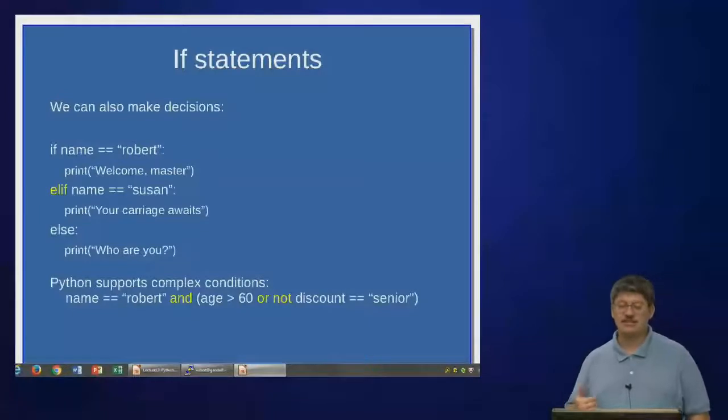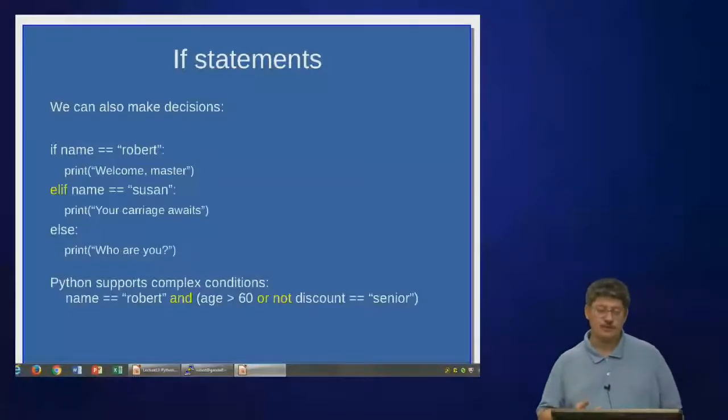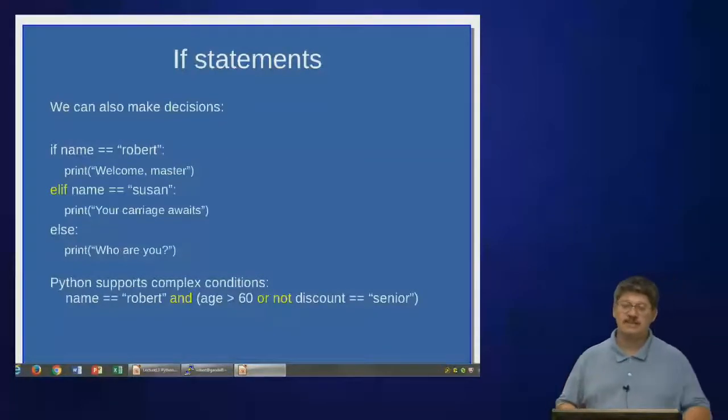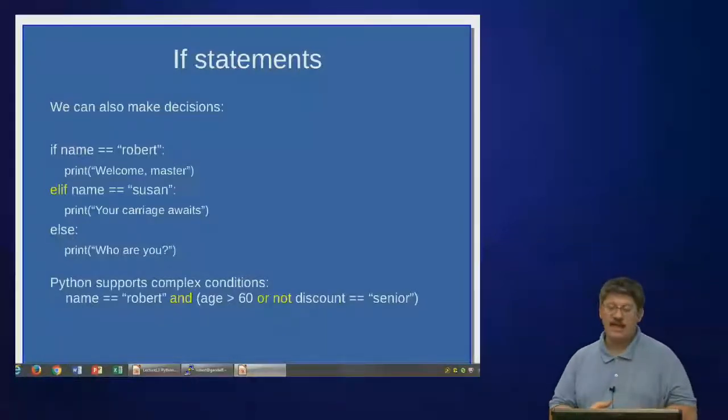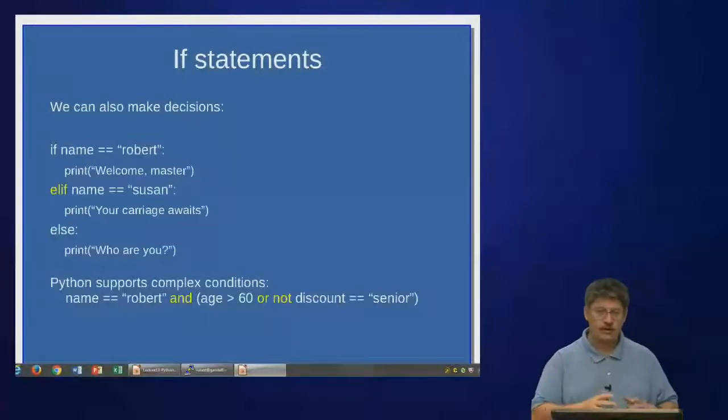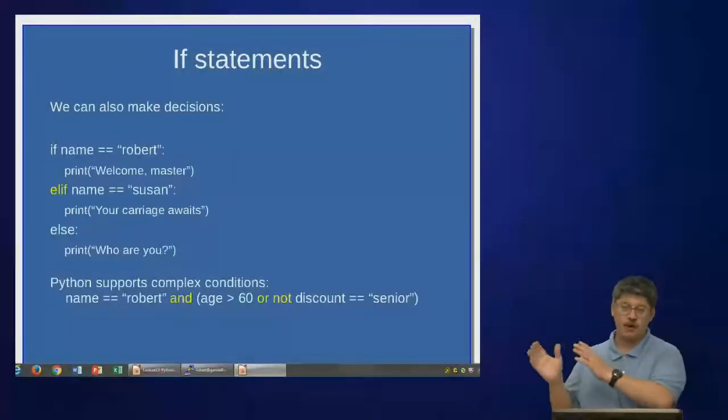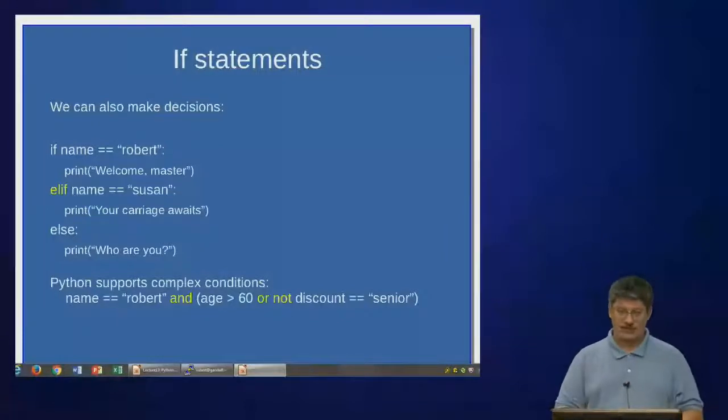We can also make decisions. We can repeat things over and over with loops, but we can also make decisions about things. We can say, do this code if something's true, but do something else if it's not. And as with other programming languages, we do that with an if statement. So here I've said, if the name is Robert, print welcome master. Otherwise, if the name is Susan, print your carriage awaits. And otherwise print, who are you? So this is my if statement.